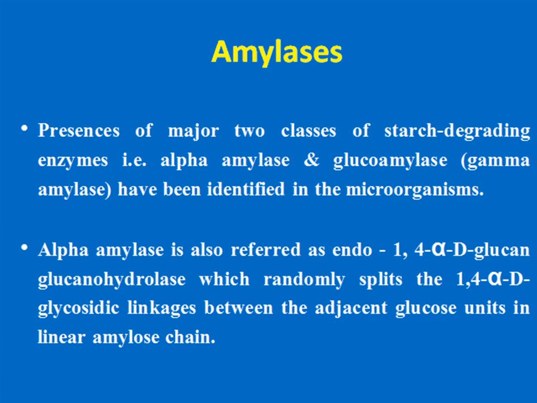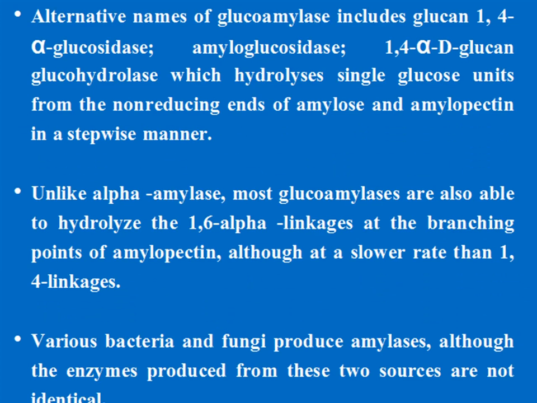What is amylase? Two major classes of starch degrading enzymes, that is alpha amylase and glucoamylase, have been identified in microorganisms. Alpha amylase is also referred to as endo 1,4 alpha D glucanohydrolase, which randomly splits the 1,4 alpha D glycosidic linkages between the adjacent glucose units in the linear amylose chain.